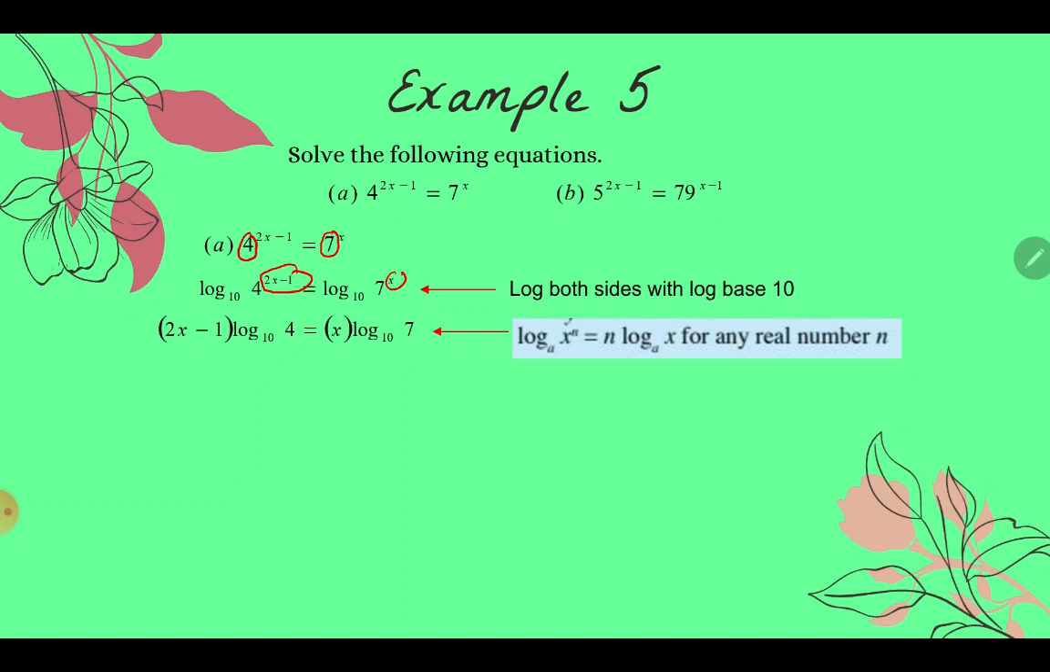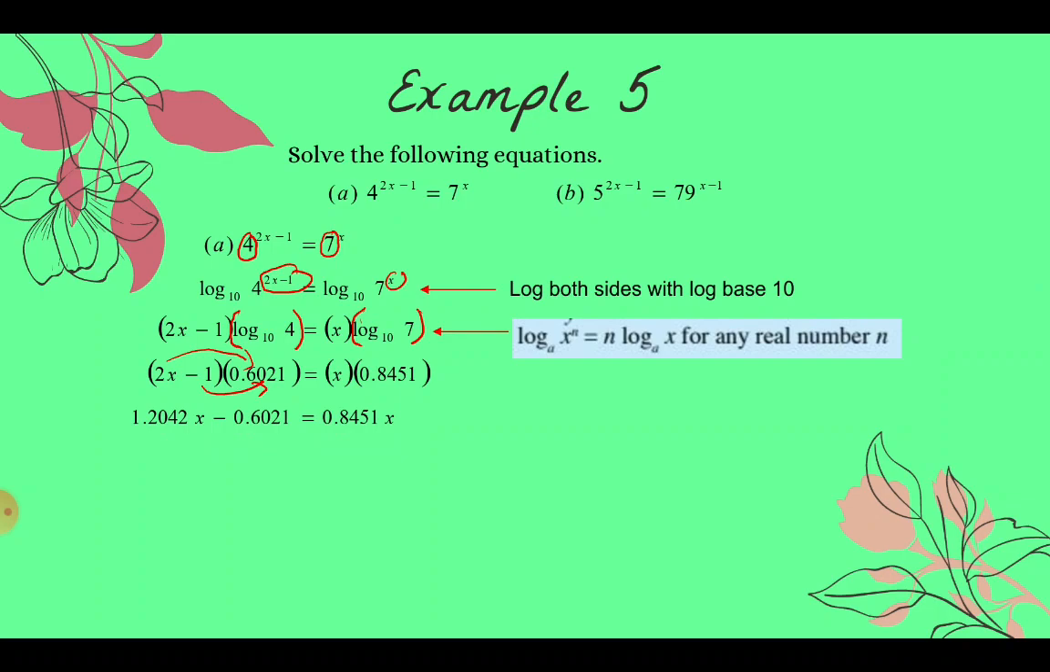So we have (2x minus 1) times log 4, I'll make a bracket here, equals x times log 7. So the next thing, we find the value of log 4 base 10 first, and then we find the value of log 7 base 10. And then what we are going to do is expand.